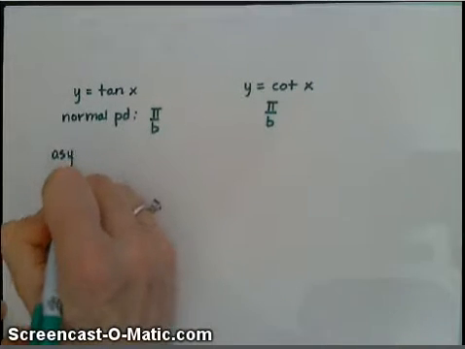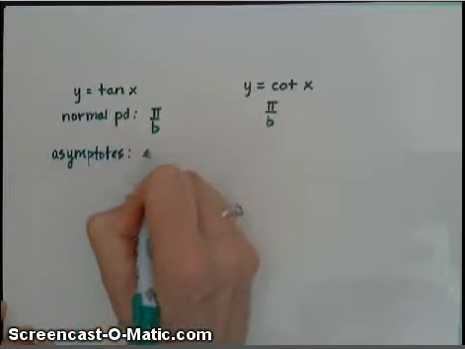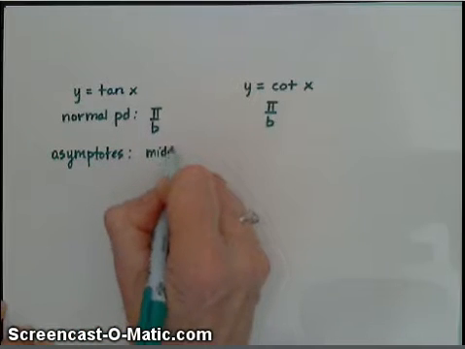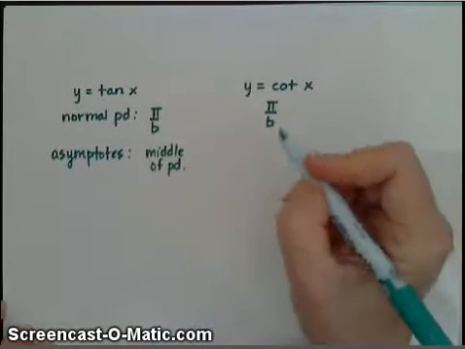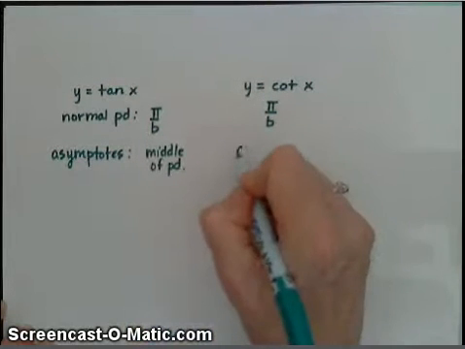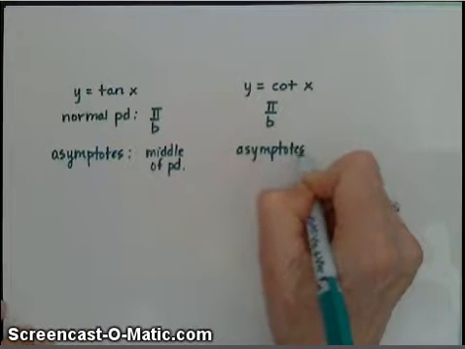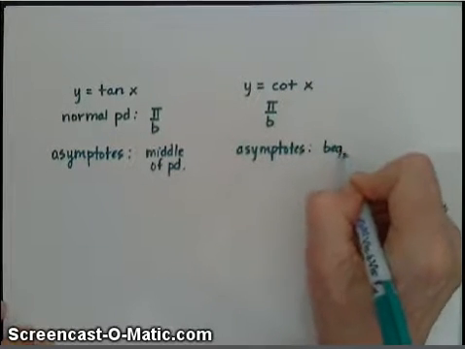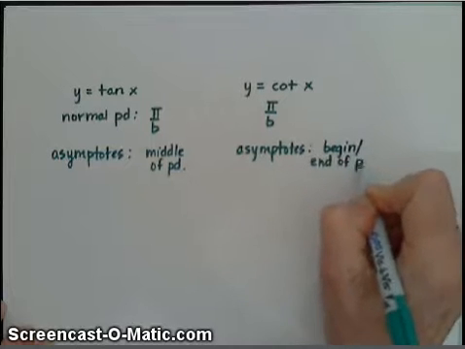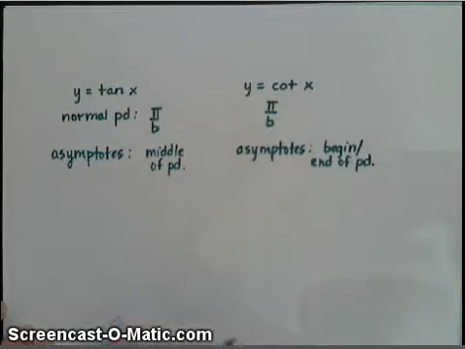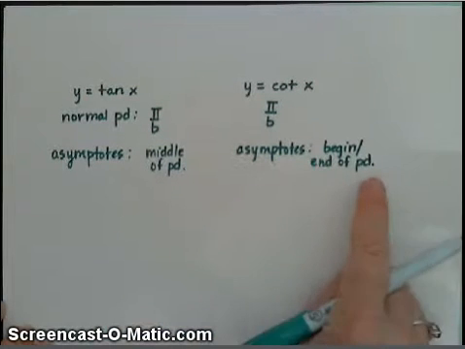Asymptote. For tangent, it's the middle of the period, no matter where that is. For cotangent, the asymptote is at the beginning and end of the period. Just the opposite, you see. You've got 5 points. This one's going to have its asymptote in the middle. This one's going to have it at the beginning and the end.